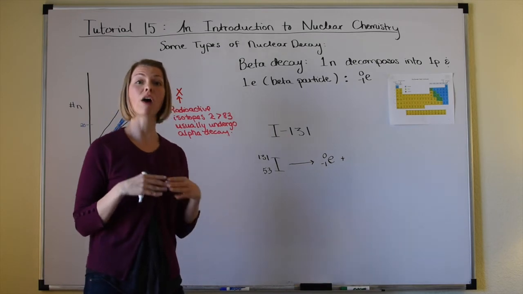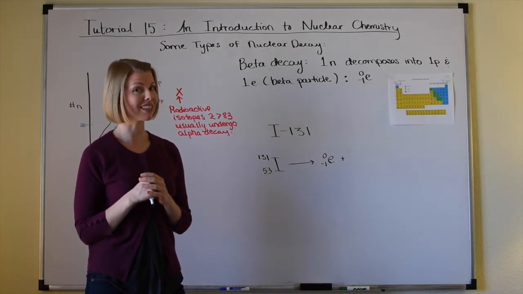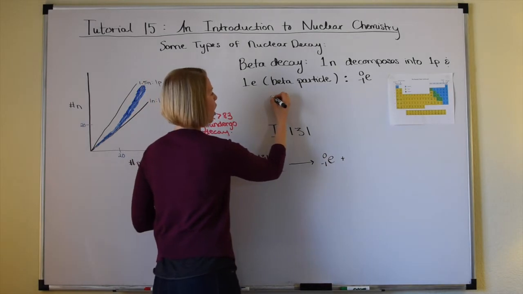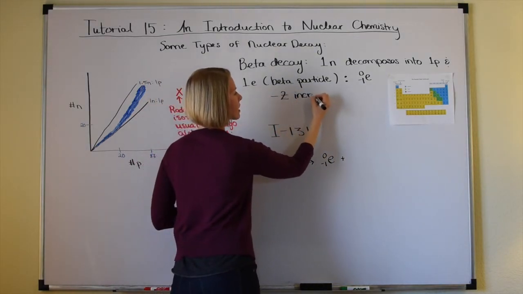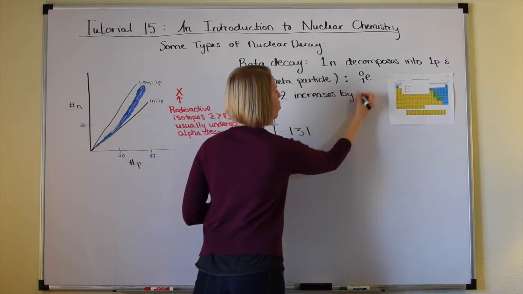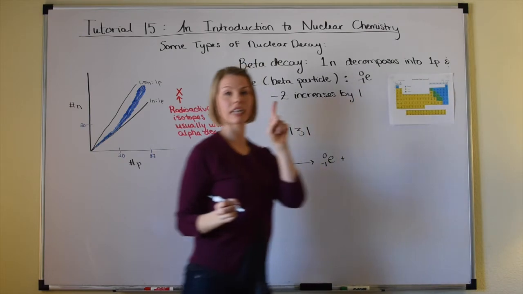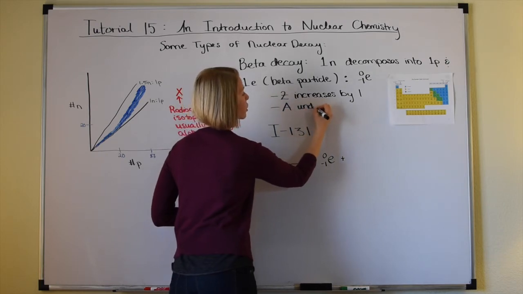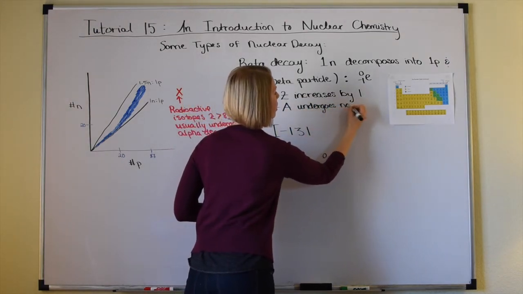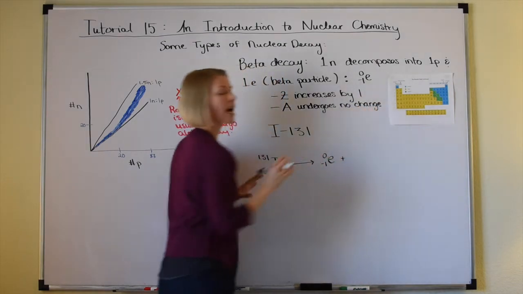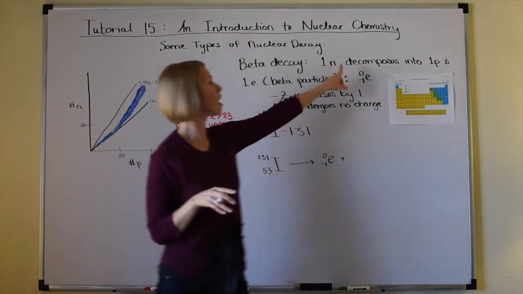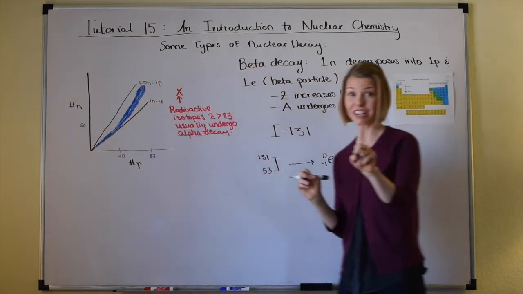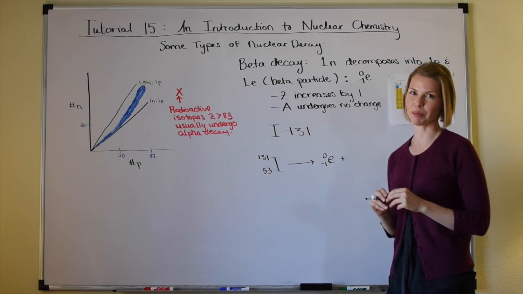So it's good to know how the atomic number and the mass number are going to be affected here. One neutron decomposes into one proton and an electron. So the atomic number Z increases by 1, an increase in the number of protons. The mass number A undergoes no change, because remember that the mass number is the sum of the protons and the neutrons. You lost a neutron, but you gained a proton. It balances out, so the mass number is not going to change. The identity of the element is going to change because the atomic number will change.